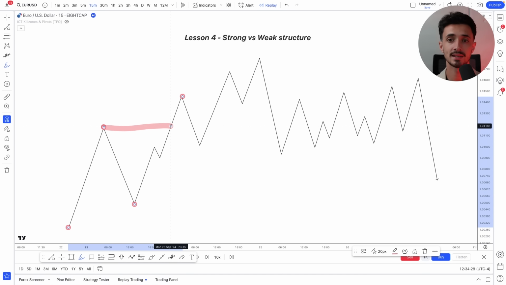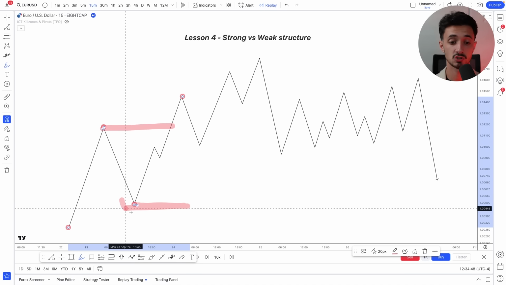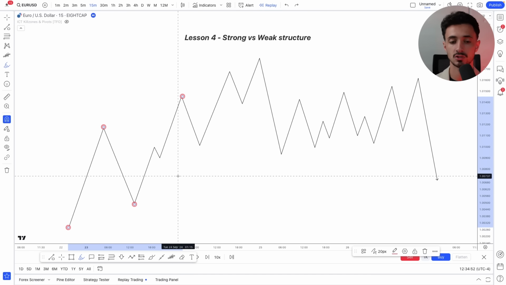So by definition, the job of a high is to take out a low. The job of a low is to take out the high. That's it. If a low succeeds in taking a high, that low becomes strong. For example, if this low here has managed to break this high here, this is strong. It becomes protected. Why? Let's think about it logically for a second.